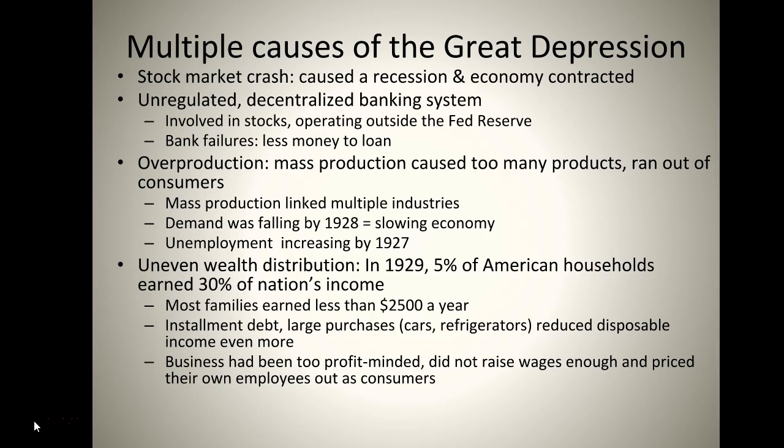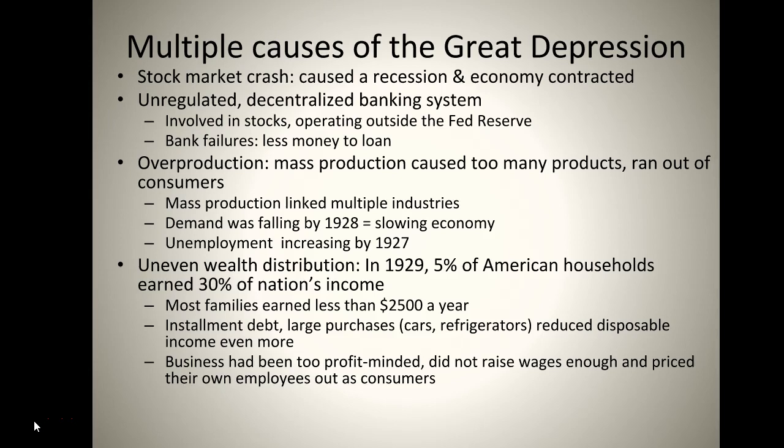Overproduction creates too many products. They run out of consumers. Because mass production linked multiple industries to each other, when one industry begins to contract, all the others do too. And so you start to see a slowing economy, and you start to see rising unemployment by 1927, which is not something you always attribute with the Roaring Twenties. You think of the Roaring Twenties as being a gigantic Great Gatsby party until suddenly the stock market crashed. Well, that's not really true. You have about three years of a Great Gatsby party, and then you start to have this kind of wind down, the hangover beginning to take on.